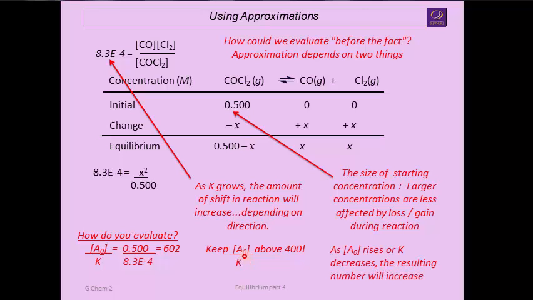So if you think about it, as the A naught is rising, then what you're saying is you have a lot larger starting concentration. Or if the K is getting smaller and smaller, that means there's less and less change going on, right? It's not shifting to the right, it's probably trying to shift to the left. So in that case, you would still have a good approximation.